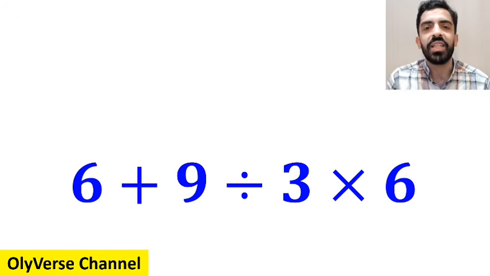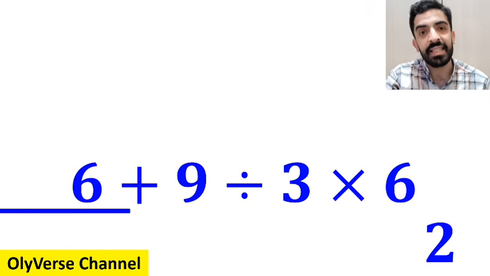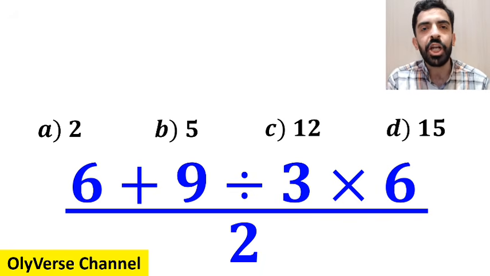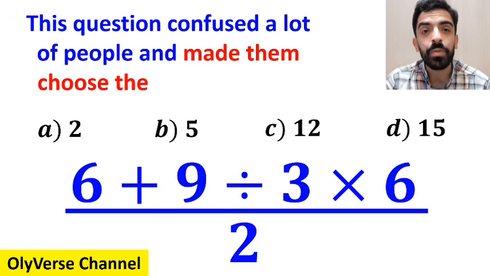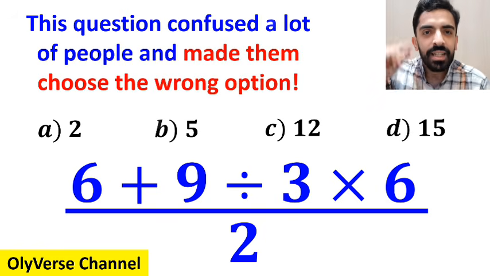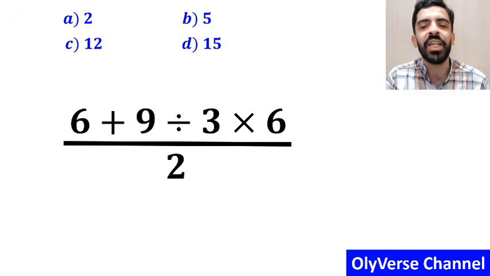What is the value of the expression 6 plus 9 divided by 3 multiplied by 6 over 2? Which option do you think is the correct answer to this question? This expression confused a lot of people and made them choose the wrong option. Let's dive in and break it down step by step together.